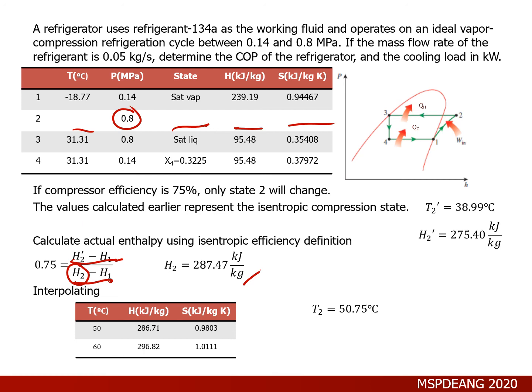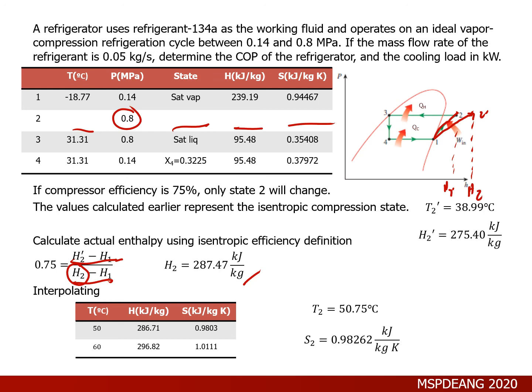So meron tayong increase in the temperature, which is always what happens in compressors. Okay, as you decrease the isentropic efficiency, dapat tumataas yung outlet temperature. And the specific entropy is 0.98262 kilojoules per kilogram Kelvin. So from here, makita natin na kung ito yung isentropic state 2, your actual state is now from 1 to 2 prime. So mas nag-adjust siya to the right. So ito, kunwari si H2 prime, ito ngayon si H2 actual.